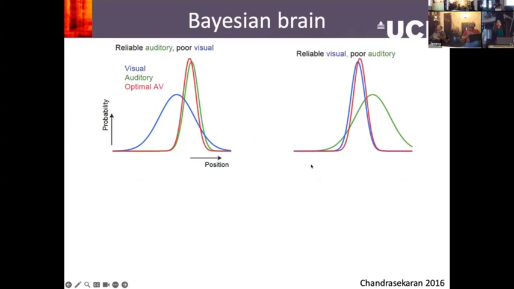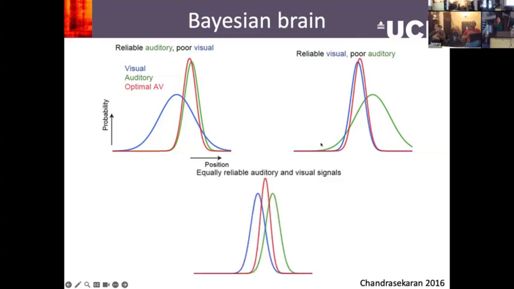And you can play around with this. So now if you make vision more, to have a higher acuity, less variance, then you weight the visual signal more strongly. And the optimal thing to do if you have two signals that have equal variance is to come up with something that lies between the two.